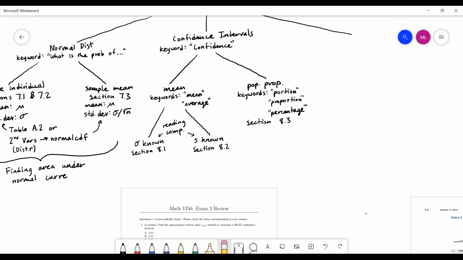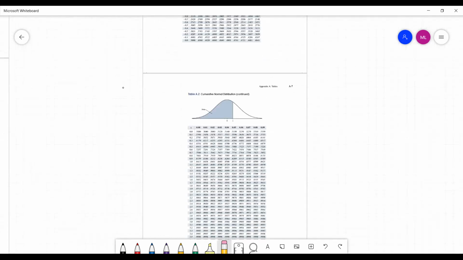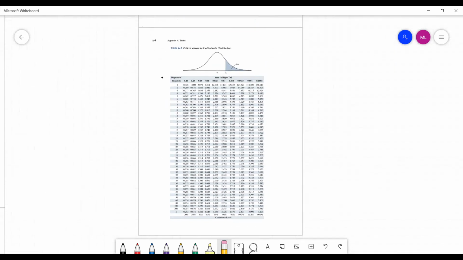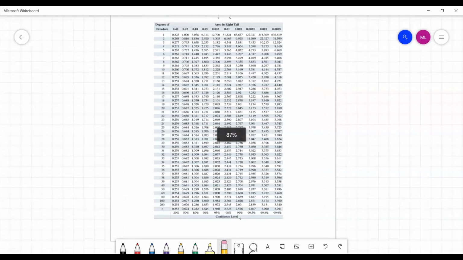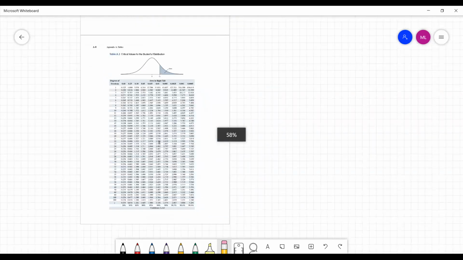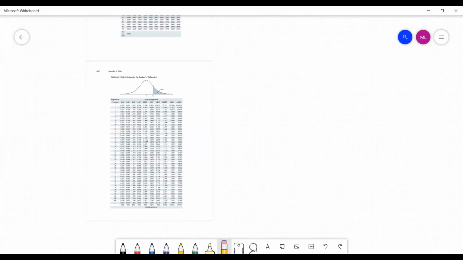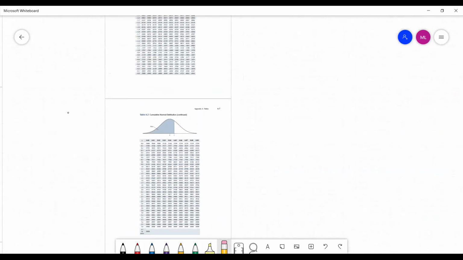Table A2 is the cumulative normal distribution. It only applies when we have normal distributions, whereas table A3 down here is the t-distribution. So it will apply in the cases where we're dealing with the t-distribution, but it is also helpful if we want a quick way to find a confidence level, for example, even if we have a normal distribution. We can just use this bottom row. So this one can really be used for both normal distributions and t-distributions, but the ones up here can only be used for normal distributions.